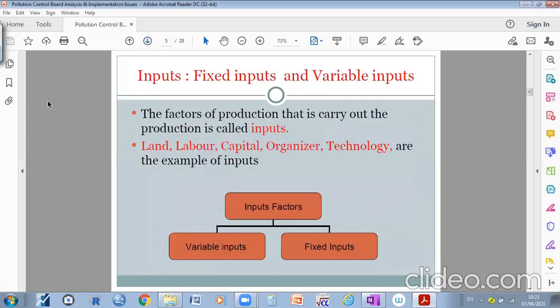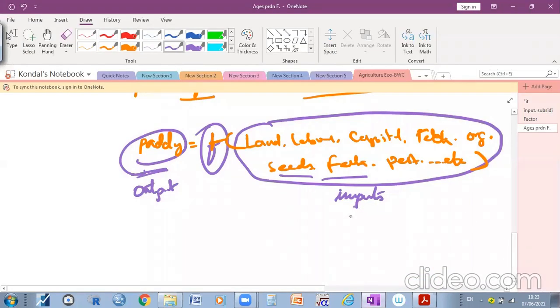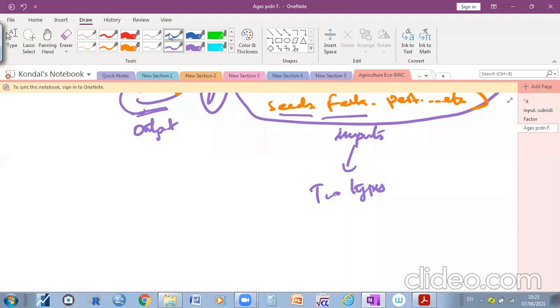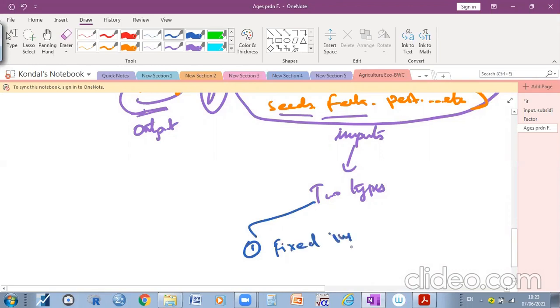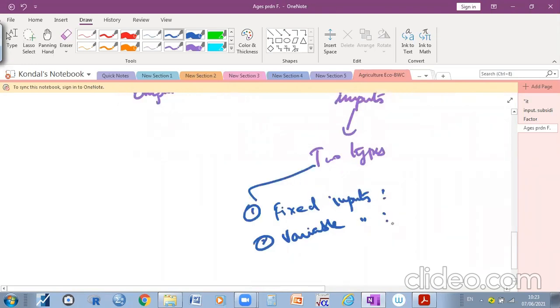Within inputs, there are two types of inputs, such as fixed input and variable input. First one, fixed inputs. Second, variable inputs. So what are the fixed inputs? What are the variable inputs?